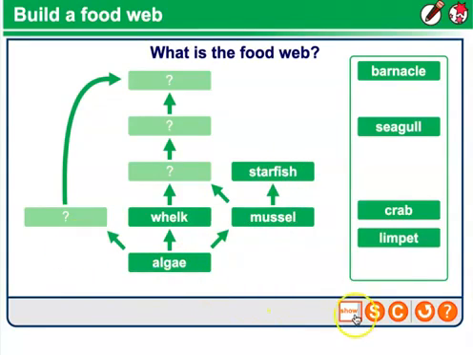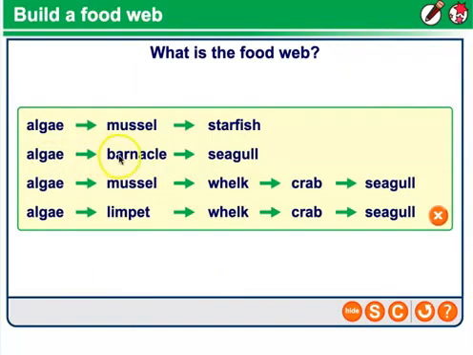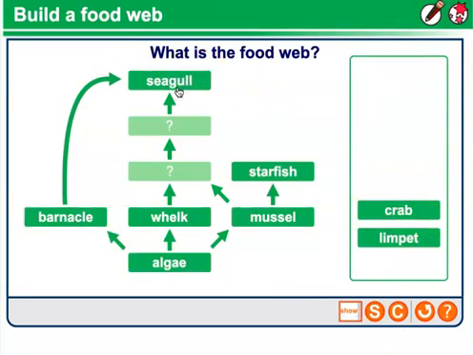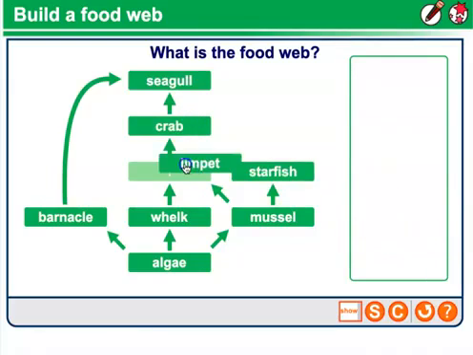All right, let's go back again. Now I've got algae, barnacle, seagull. Well, that one seems like it fits a little bit better over here. Algae, barnacle, and then my seagull's the top of the food chain, right? And so now I can kind of put together my crab and my limpet in here.